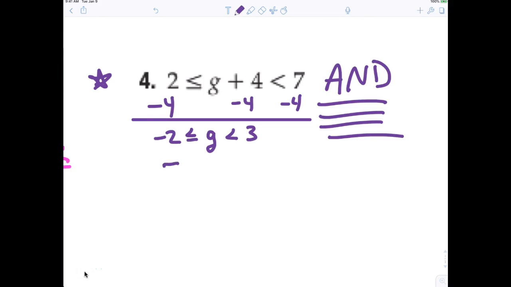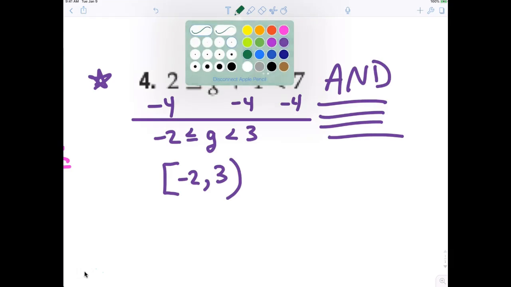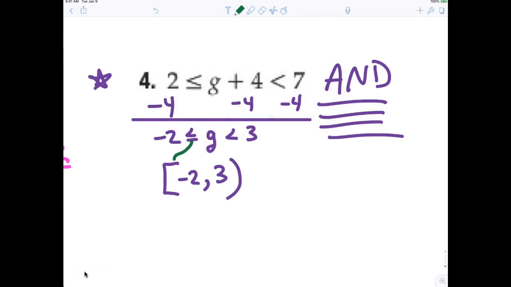Thank you. Here we go. Bracket at negative 2, comma, 3, parentheses. Look again, this equal to sign forces a bracket. All right, parentheses is if it's less than or greater than. All right, everybody okay with that? All right, that one wasn't that hard, but it's something new for you.